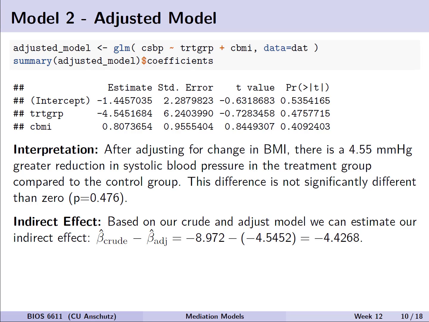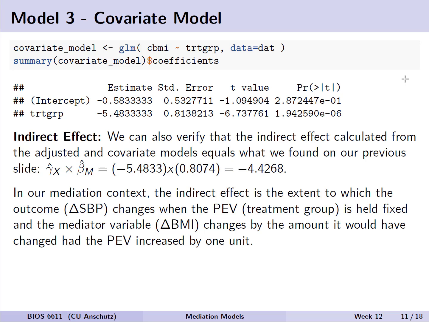From our first 2 models, we can start by estimating the indirect effect from the beta hat crude and beta hat adjusted estimators, where we see that our indirect effect from those 2 estimates is negative 4.4268. We can also verify the indirect estimate by fitting that covariate model, or model 3, where we take our potential mediator, the change in BMI, as our outcome and use our explanatory variable of treatment group as the predictor. What we see here is that we get the same estimate of the indirect effect of negative 4.4268 by using the information from this model as we saw from models 1 and 2.